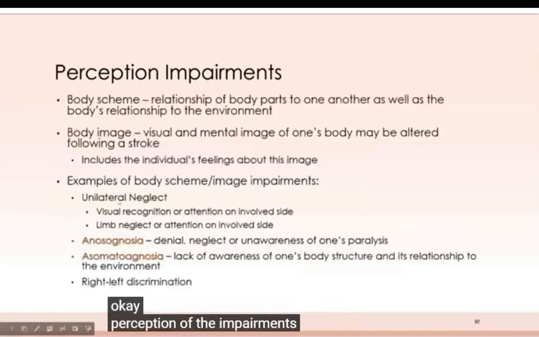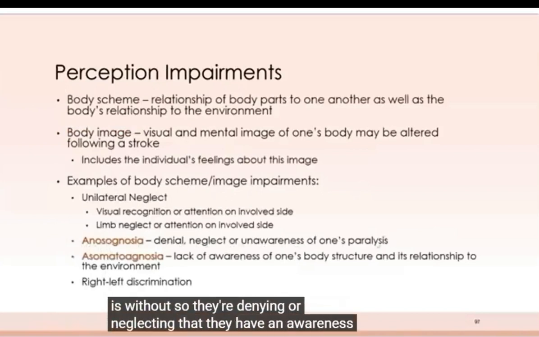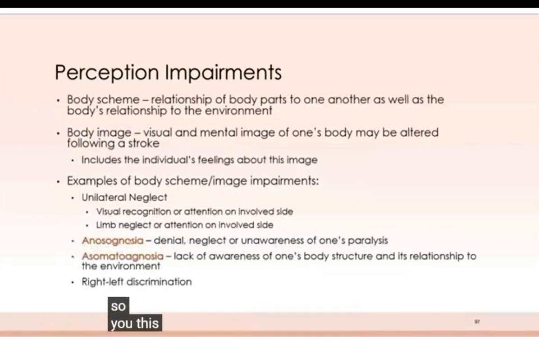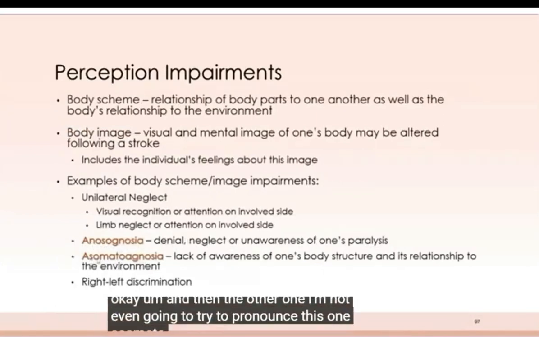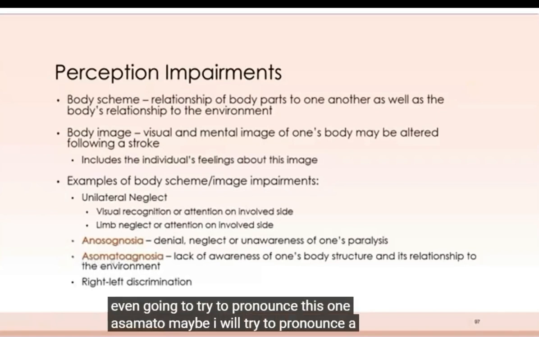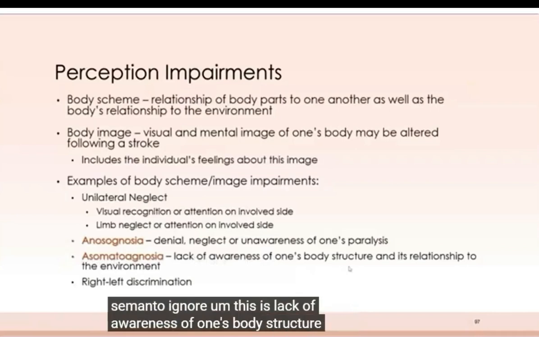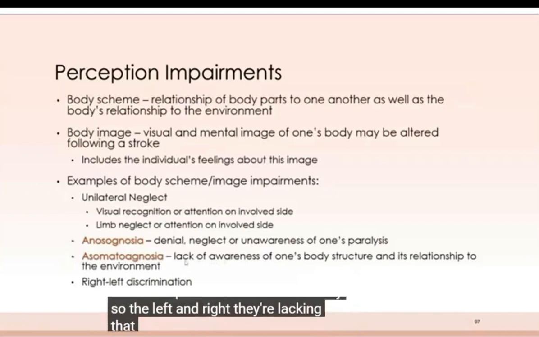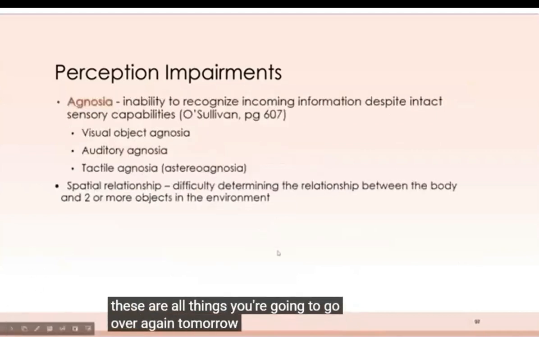Perception impairments, and a couple other highlighted terms. A, again, is without, so they're denying or neglecting, they have unawareness of their paralysis, okay? So this A, okay? And then the other one, I'm not even going to try to pronounce this one, maybe I will try to pronounce it, asomatognosia. This is lack of awareness of one's body structure and relationship to their environment. Okay, so the left and right, they're lacking that midline. These are all things you're going to go over again tomorrow.